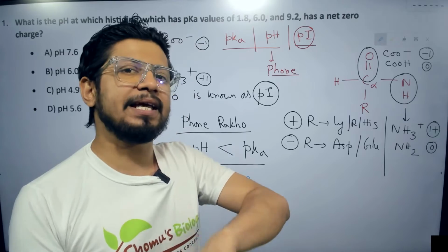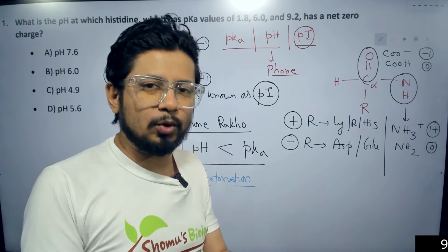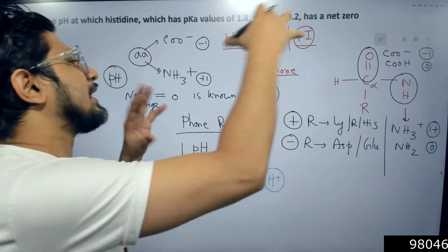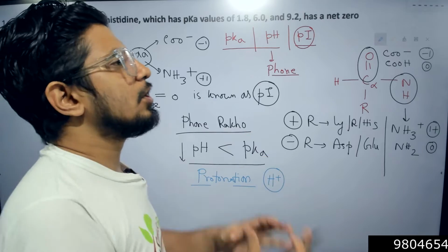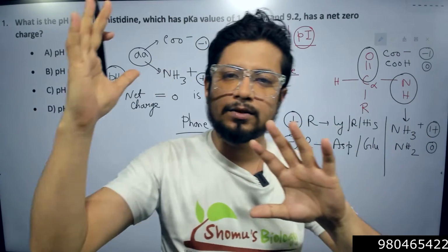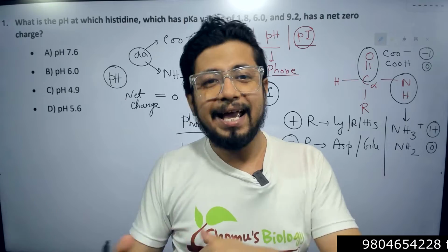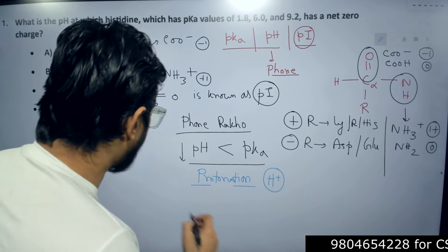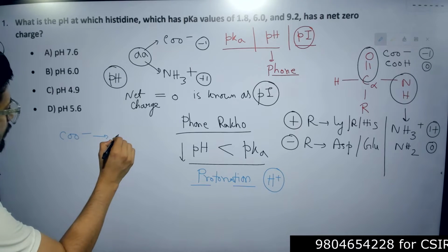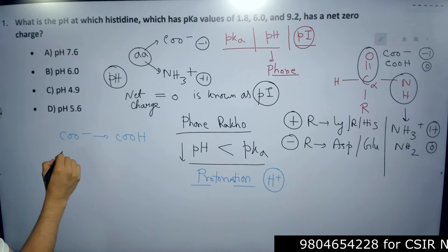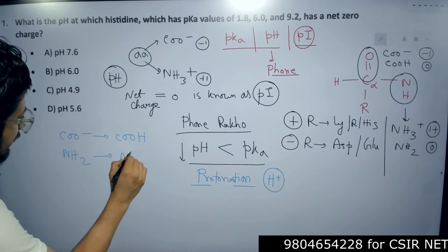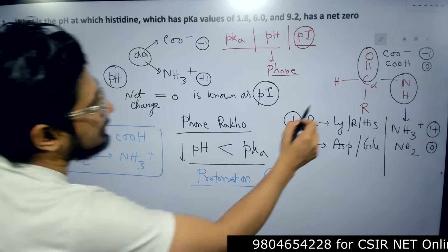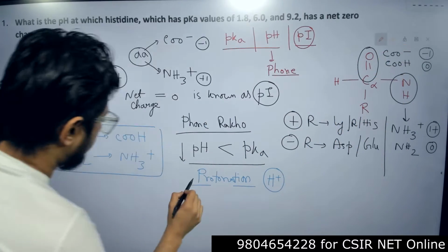Whenever the pH value goes below the pK, protonation happens. Protonation means H plus increases, so all the CO minus will be converted to COOH, and NH2 will be converted to NH3 plus. What was in the COO minus form becomes COOH, and what was in the NH2 form becomes NH3 plus. That is what protonation does. That's the idea of protonation.